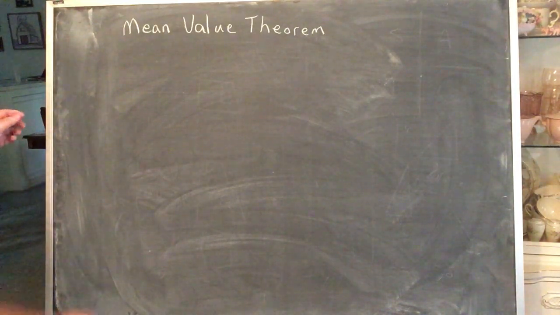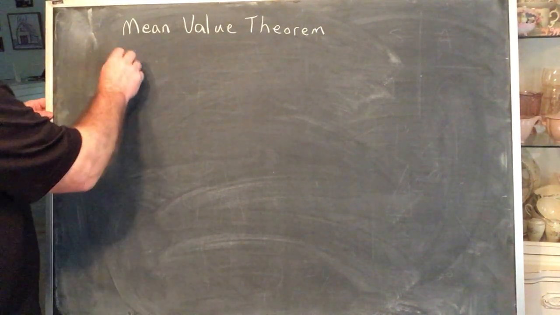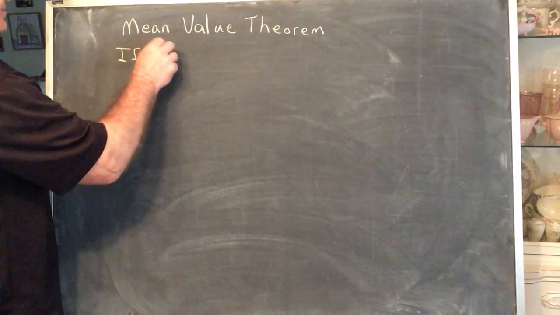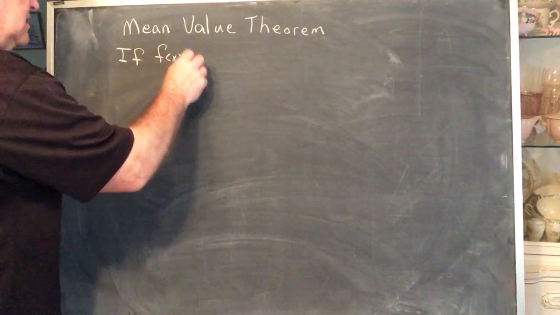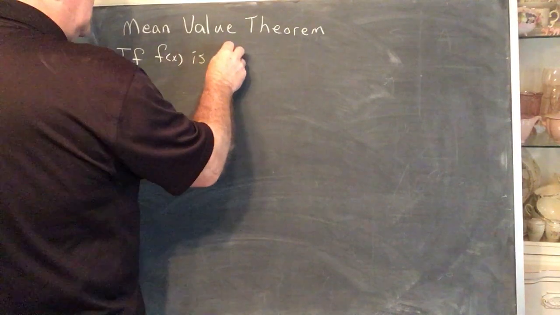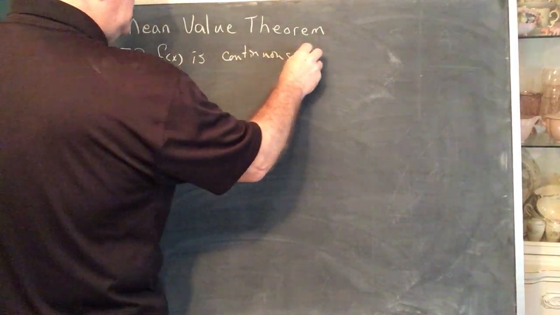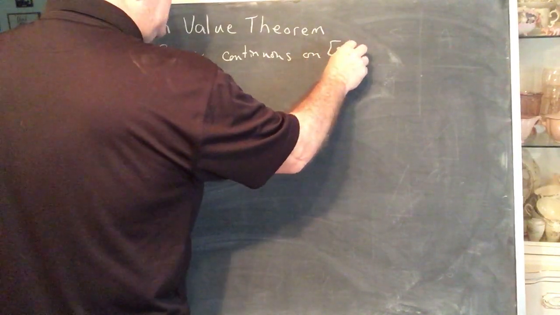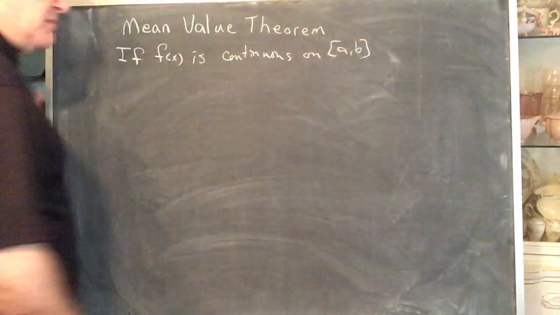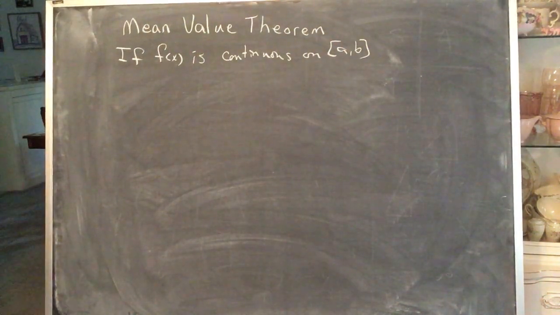So the mean value theorem says this. It says that if f of x is continuous on the closed interval AB. Now, let's remember what continuous means. Remind ourselves, continuous means we have no holes, no jumps, no vertical asymptotes.